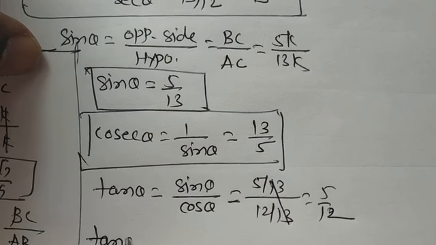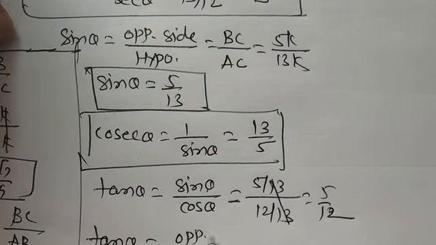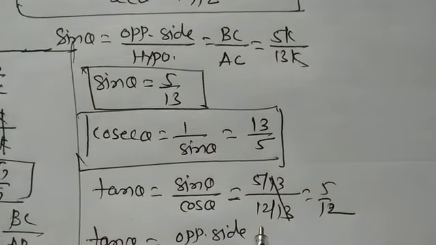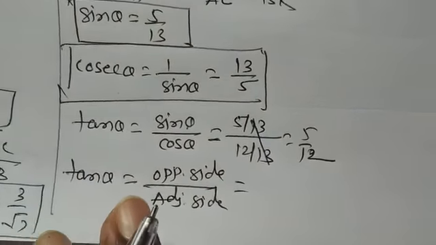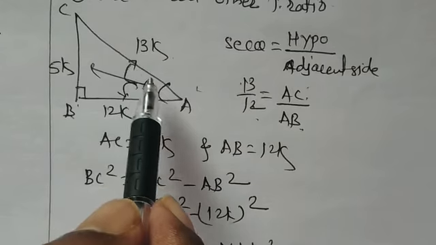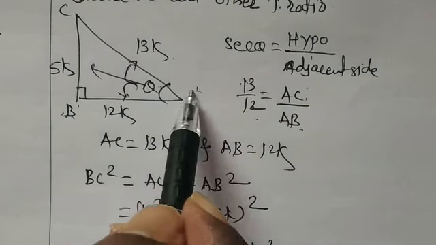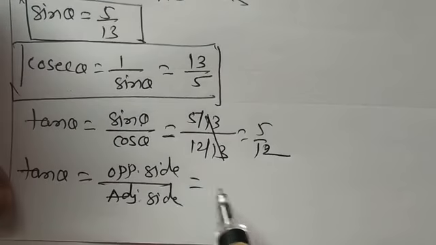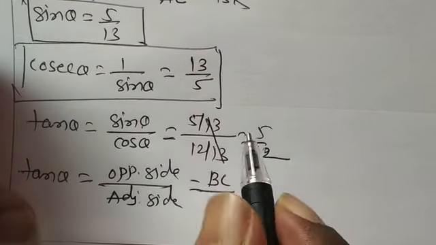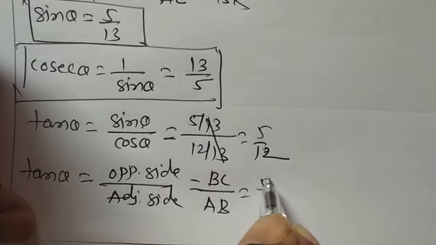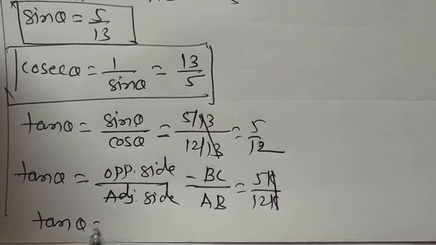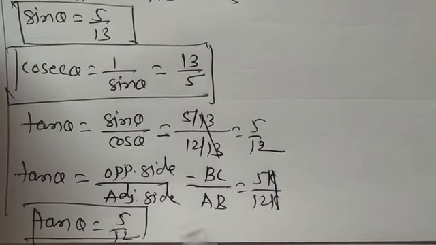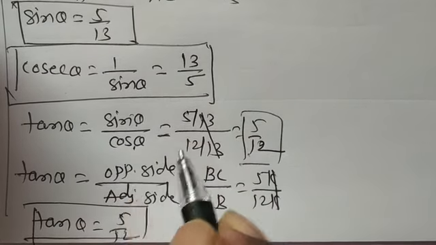Or tan theta using the formula opposite side upon adjacent side. For that angle theta, the opposite side is BC and the adjacent side is AB. So BC by AB. BC is 5k upon 12k, k gets cancelled. Then tan theta is 5 by 12, the same answer using the sin by cos law or the opposite by adjacent law.